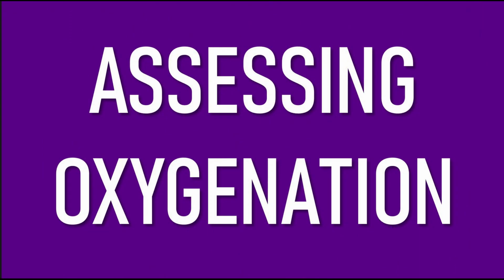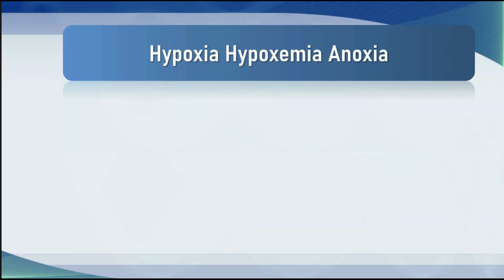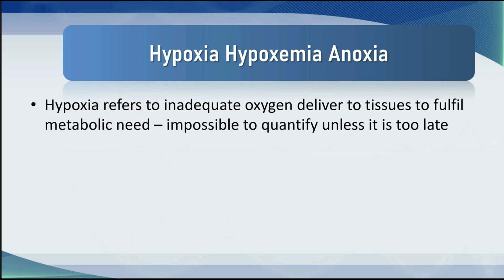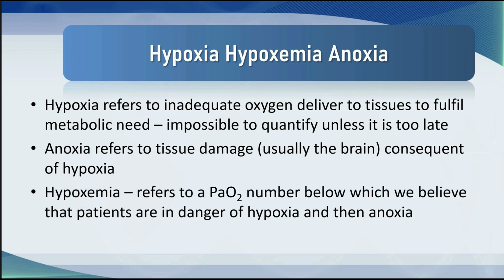In this tutorial, we're going to assess oxygenation, and it's important that we actually understand the terms. Hypoxia refers to inadequate oxygen delivery to tissues to fulfill metabolic need. It's impossible to quantify unless it's too late. Anoxia refers to tissue damage, usually the brain, consequent of hypoxia. And hypoxemia refers to a PaO2, that's the partial pressure of oxygen in the blood, number below which we believe that patients are in danger of hypoxia and then anoxia.